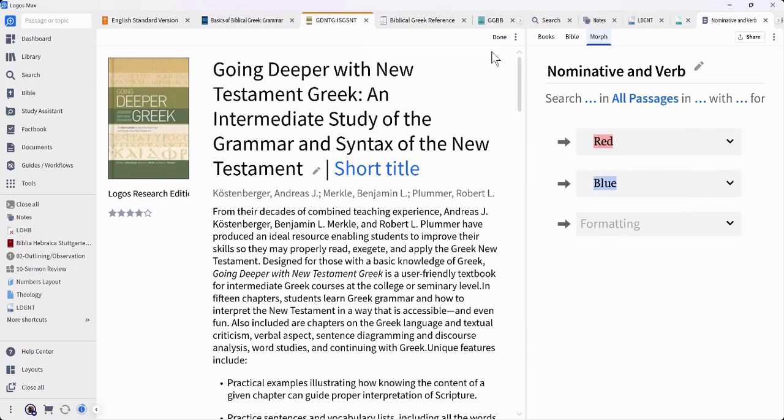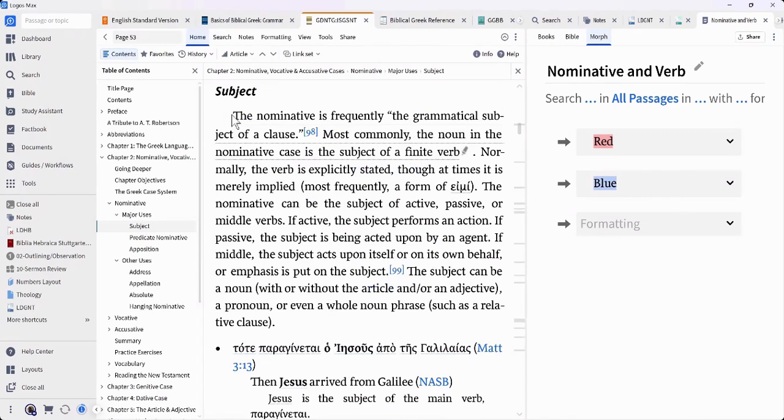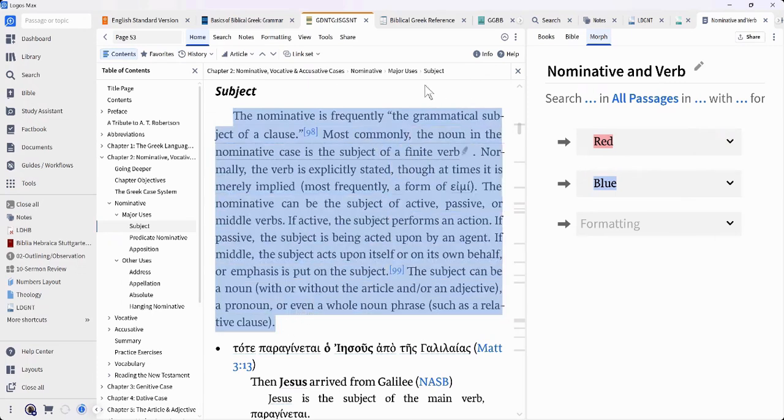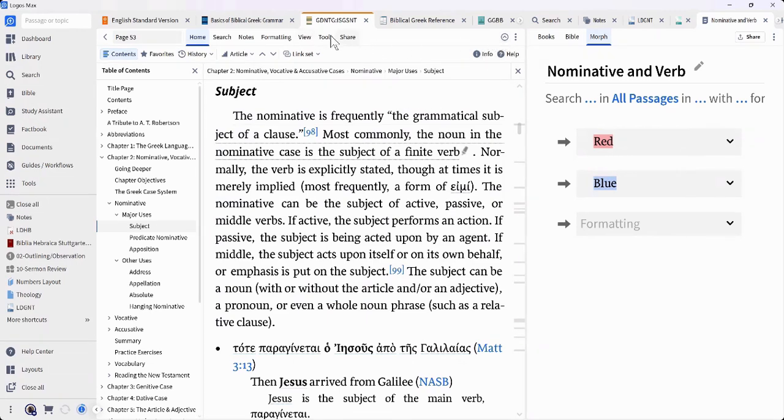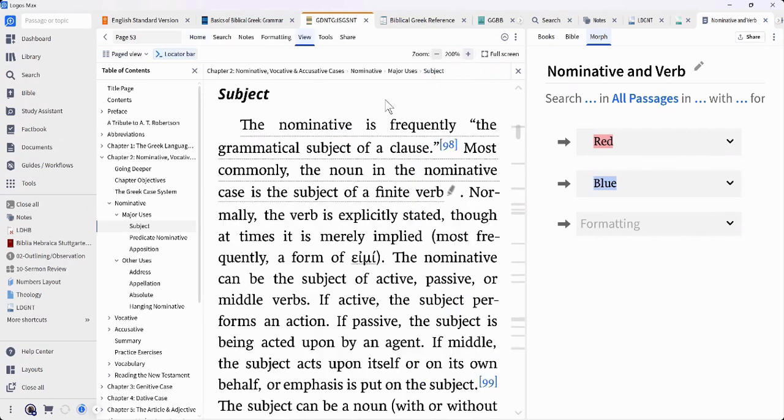Now we're going to come to this book right here and what it says about the nominative and the subject. This is Plummer, Merkel, and Kostenberg. The part right here is all I want us to pay attention to, so we're going to make this a little bit bigger so we can see it well. The nominative is frequently the grammatical subject of the clause. It's what we most commonly see: a noun in the nominative case is the subject of the finite verb. Normally, this verb is explicitly stated, though at times it is merely implied.